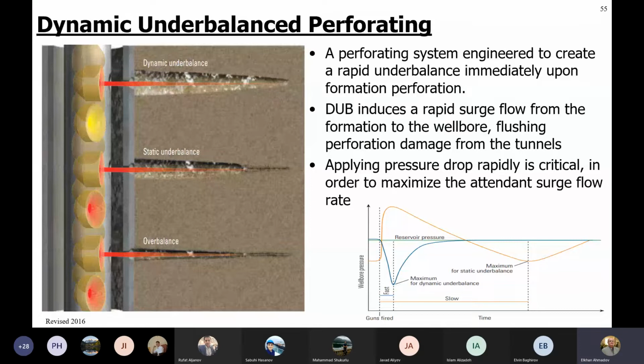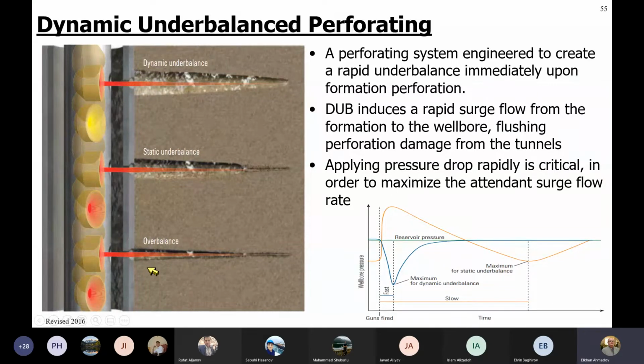Dynamic underbalance perforating is a perforating system engineered to create rapid underbalance. It creates a rapid surge flow once we perforate. You can see what happens in static underbalance and dynamic underbalance. This chart or picture shows the difference between the three types of perforating.